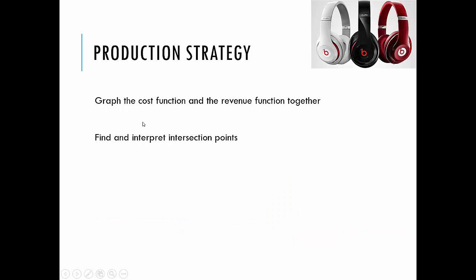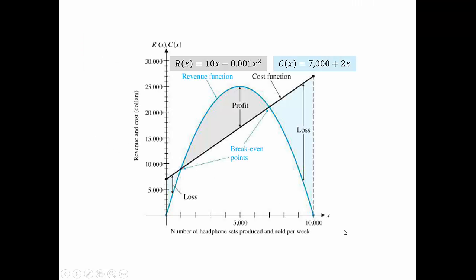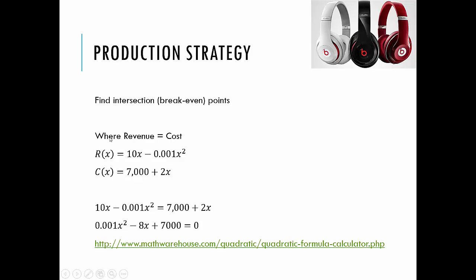Well, let's look at the graph of the cost function and the revenue function together and look at the intersection points. So we can see this was our revenue. We can definitely see it's x squared, it's negative, so that's why it looks like that. Our cost is linear, okay, and we can look at these break-even points, which we've talked about already, that are very important. If I want to find those, I want to find where revenue equals cost. I have my revenue function, I have my cost function. How do we find where they're equal? We set them equal and we solve for x.